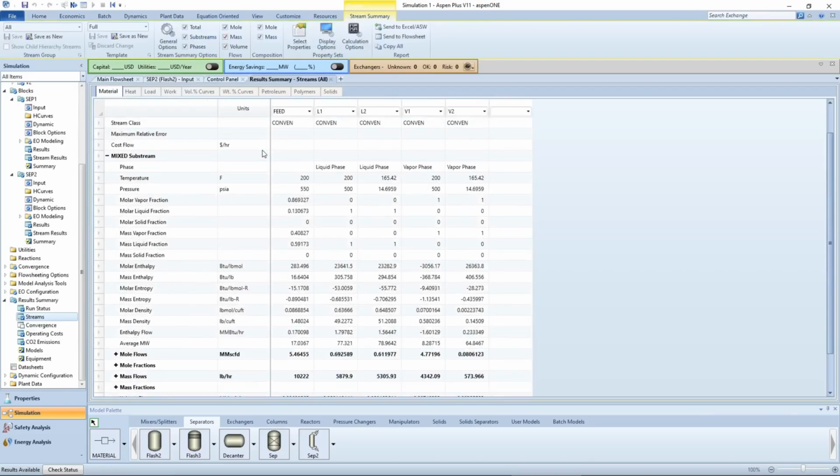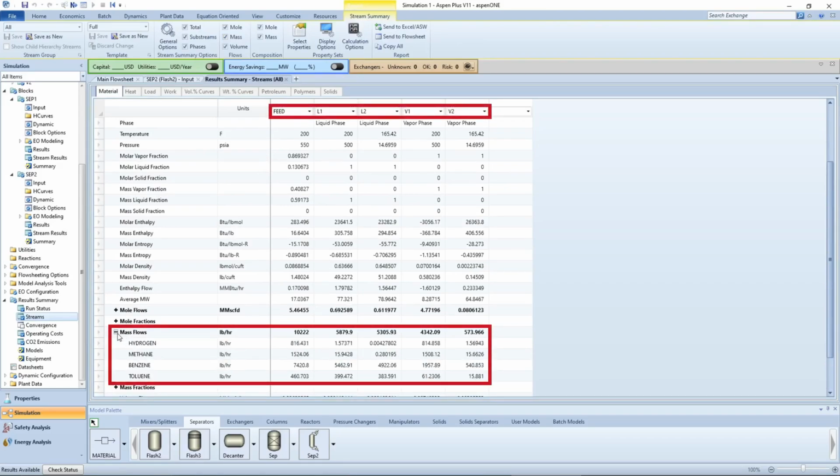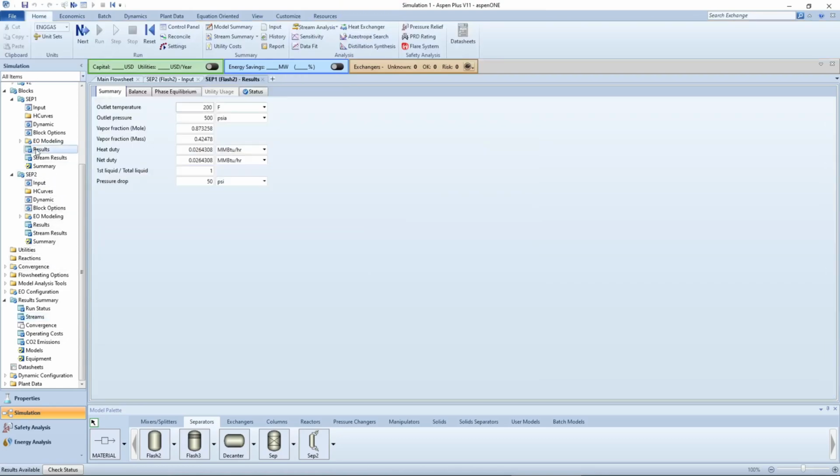We can see almost all the light hydrocarbons, hydrogen and methane, leave the system in the vapor 1 stream. The heavier hydrocarbons, benzene and toluene, proceed to the second flash unit where they both exit in the liquid stream. We can see that a flash separator operating at these parameters is not an appropriate separation technique for benzene and toluene.